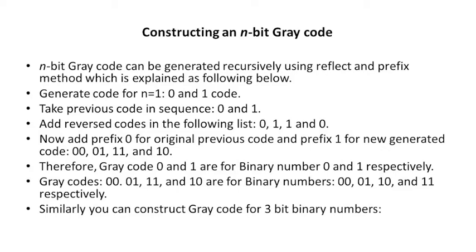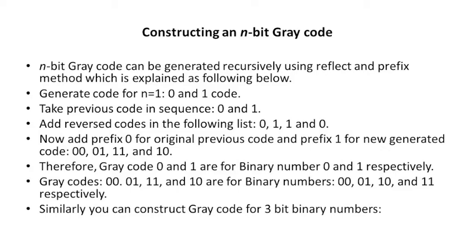Now add the prefix 0 to the original previous code and the prefix 1 to the newly generated code: 00, 01, 11, 10. Therefore, gray codes 0 and 1 are for binary numbers 0 and 1 respectively. Gray codes 00, 01, 11 and 10 are for binary numbers 00, 01, 10, 11 respectively.